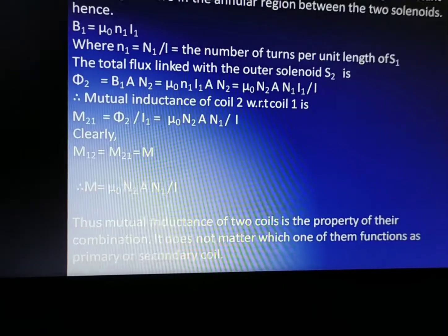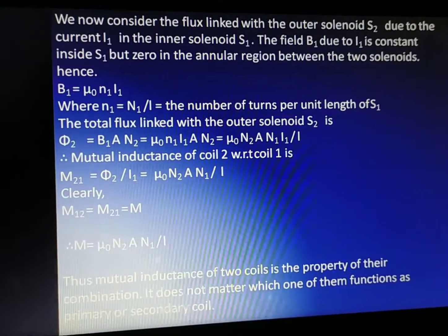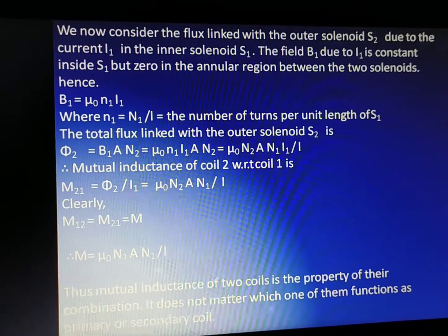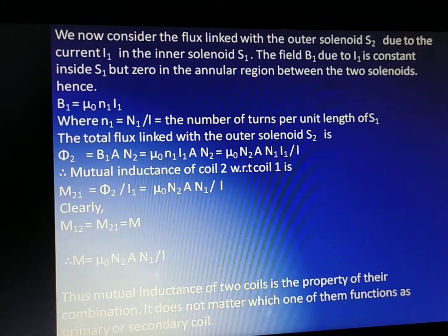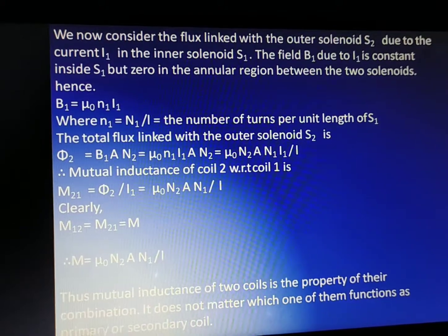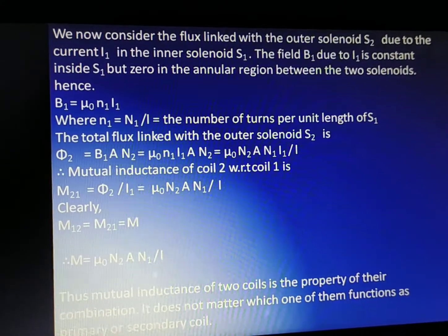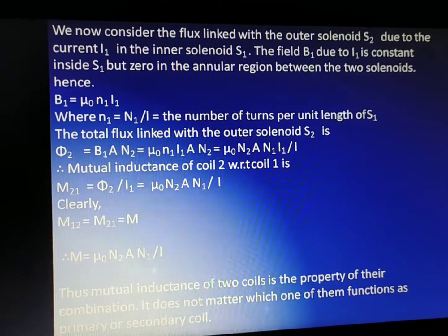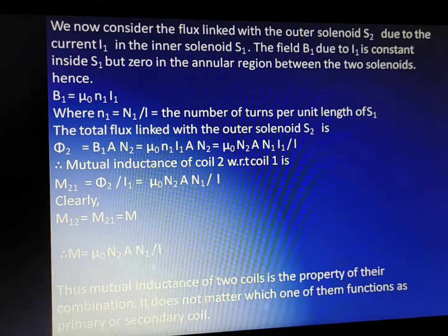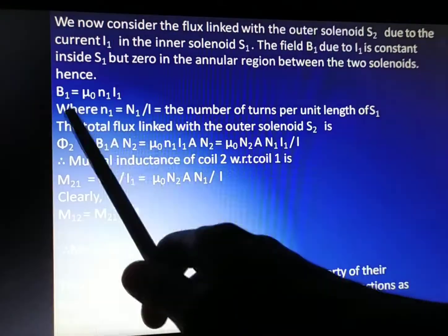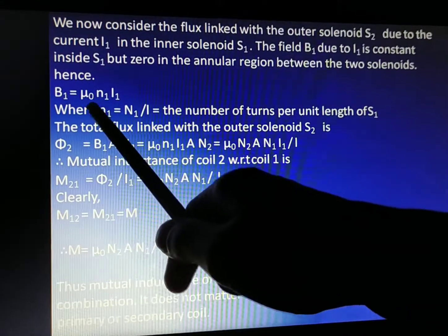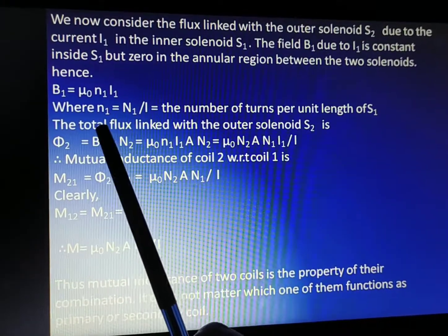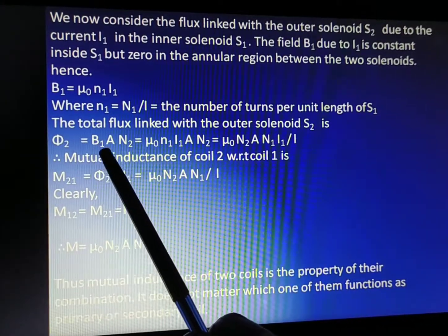Okay, now in the earlier case, we considered that the magnetic flux linked was with solenoid S1. Now if we perform the same thing again, we have to consider that the total magnetic flux is linked with the outer solenoid, or we can say S2. So the magnetic field that will be set up in the first coil, or the primary coil, will be mu naught n1 I1. Why? Because we are talking about magnetic flux in the first coil. So the number of turns of the first coil will be taken into account, and the length of the first coil.